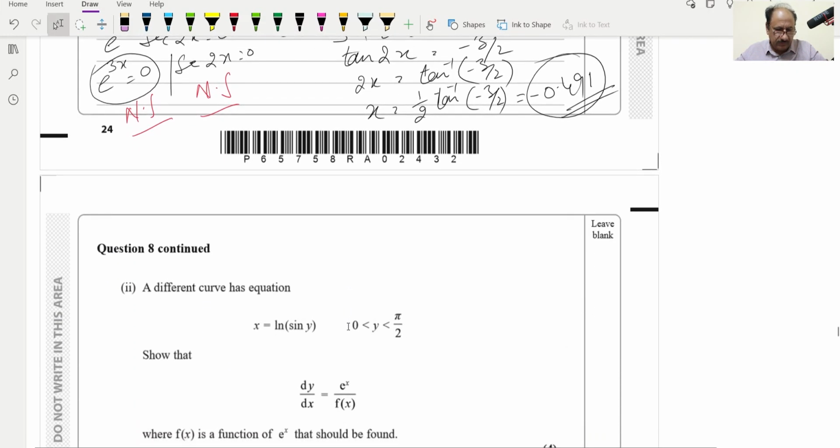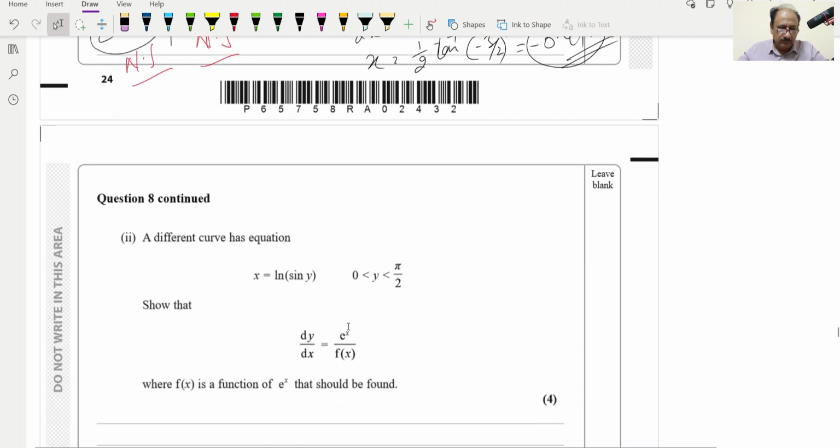Now for the second part, a different curve has equation x is equal to ln sine y.